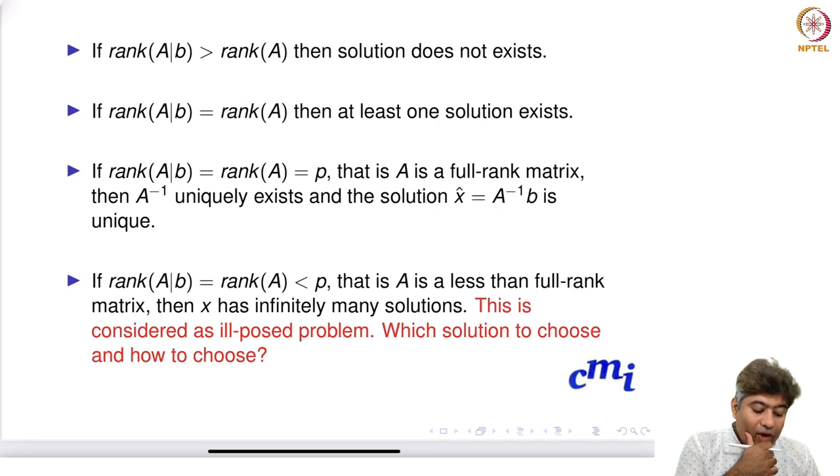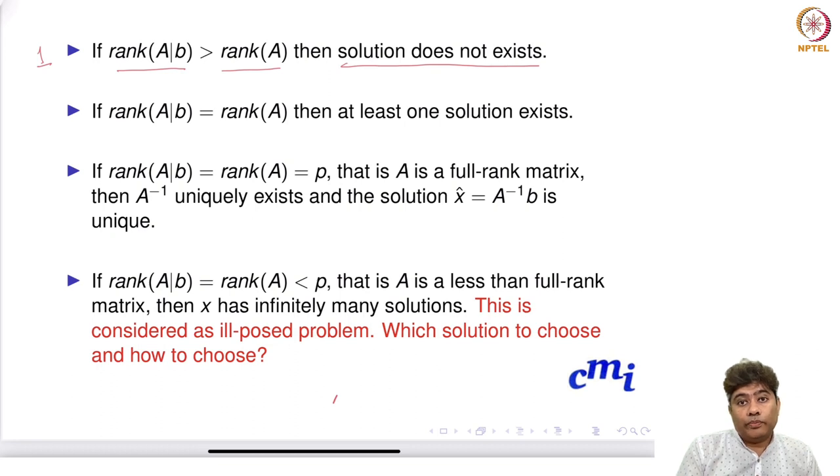Now we have to figure out under what condition a solution does not exist, under what condition a solution does exist, and all these situations. The first thing that happens is if the rank of A augmented with B is strictly greater than the rank of A, then a solution does not exist at all for the system of equations. For that particular system, a solution will not exist. So this is completely out of the window.